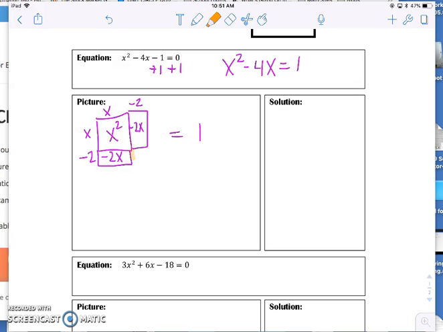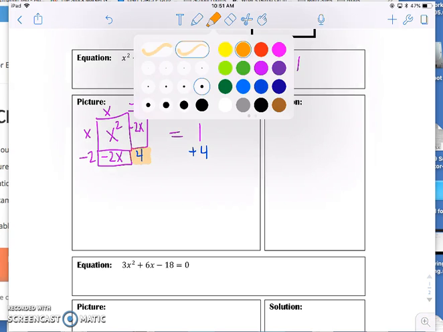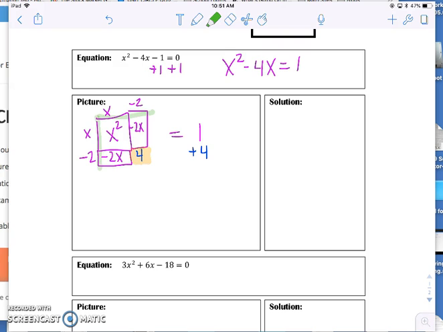But to complete the square, what we need to fill in right here, well, let's see, negative 2 times negative 2 is 4. But if we add 4 to one side, we have to add it to the other. So now, if we go back to the algebra, each dimension here is the same. We have x minus 2 and x minus 2. So we could write that as x minus 2 squared equals 5.